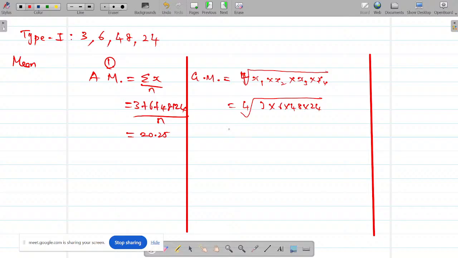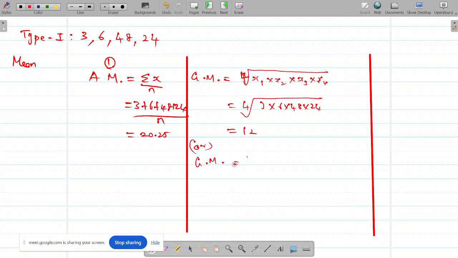Value? 3.46. You should get 12, right? 12. Or else you can go for the log formula. So what is the log formula?